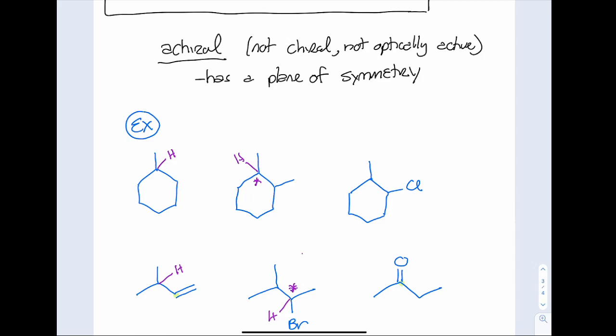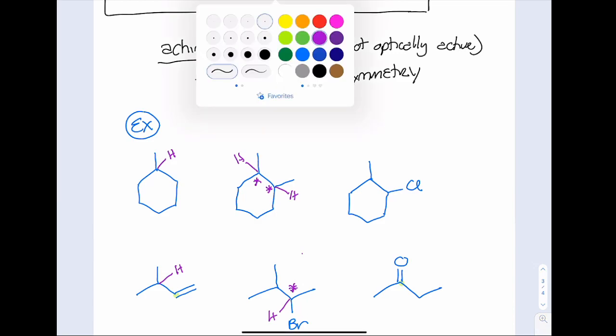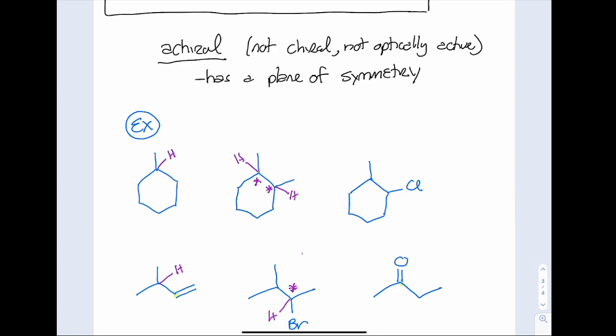And then I actually have 2 chiral centers on this one. This one's also a chiral center, right? There's a hydrogen on there. And then if I go counterclockwise, if I go in this direction, it's different than if I go in this direction. And then of course the methyl group and the hydrogen are different. So that's 2 chiral centers on this one.